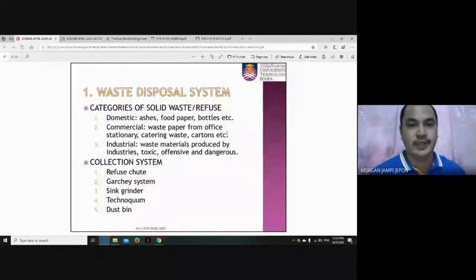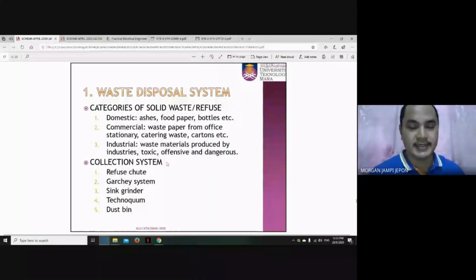So before that, we need to know the categories of solid waste or refuse. First one is called domestic waste, which comes from ashes, food, paper, bottles, etc. Second category is called commercial waste, which is waste paper from office, stationery, catering waste, carton, etc. And the third category is called industrial waste. And this one is a waste material produced by industries, toxic, offensive, and dangerous. So remember, there are three categories of solid waste or refuse.